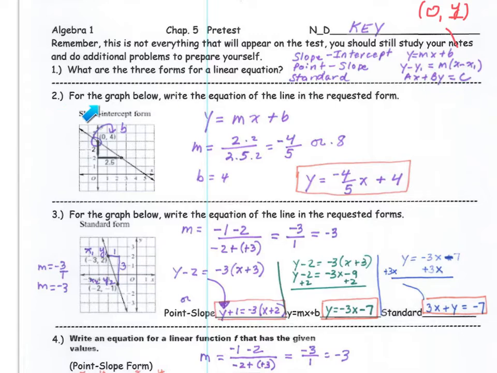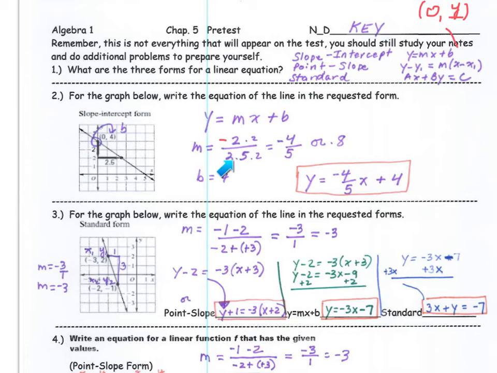All right, number 2, it wants you to write an equation in slope-intercept form. So from the graph, we're going to identify the slope, and the rise here is 2, and the run is 2.5. Now, because this line is going downhill, we really should have a negative on the 2, and that's over 2.5. Now, there's a little issue with that because in math, we really don't want a decimal within a fraction.